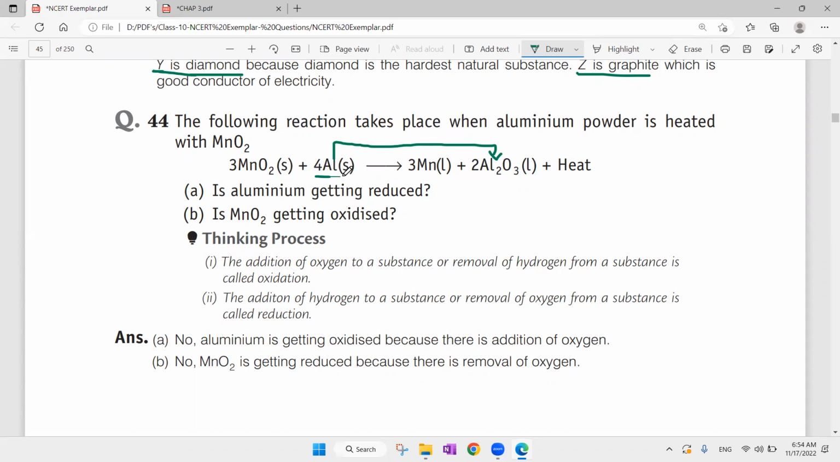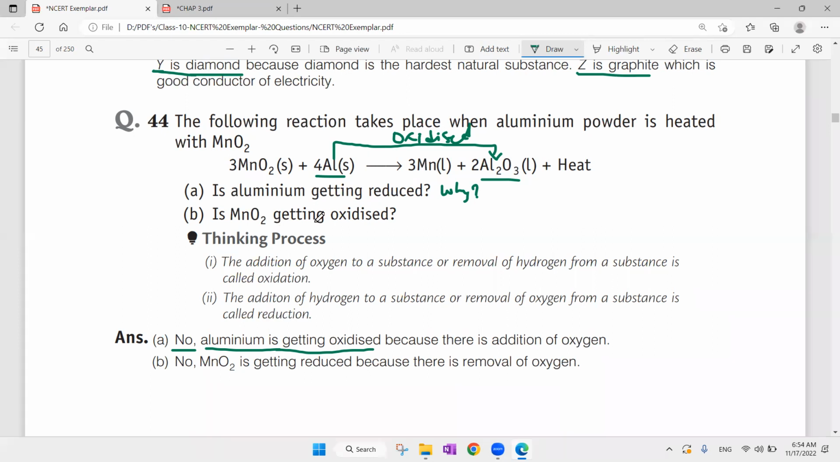On the reactant side we have only Al. On the product side we have Al2O3, which means oxygen is added. So it is oxidized. Is aluminum getting reduced? No, aluminum is getting oxidized. If you want a reason, you can write it. They didn't ask for a reason. If they had asked why, you could write: because there is addition of oxygen. If you feel you need to write an explanation, you write it. But this you have to underline.